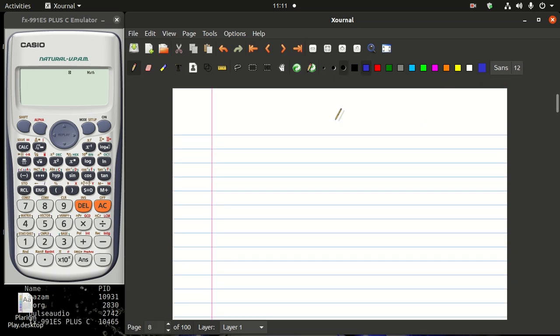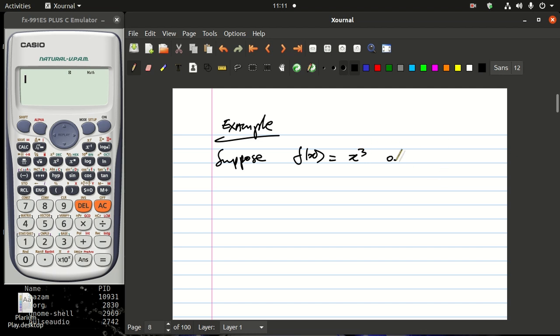Let's take a realistic example. I'm going to make it black. This example, I'm going to call example 1. Suppose f of x is equal to x cubed, and we want to consider the closed interval. This closed interval is [1, 2].